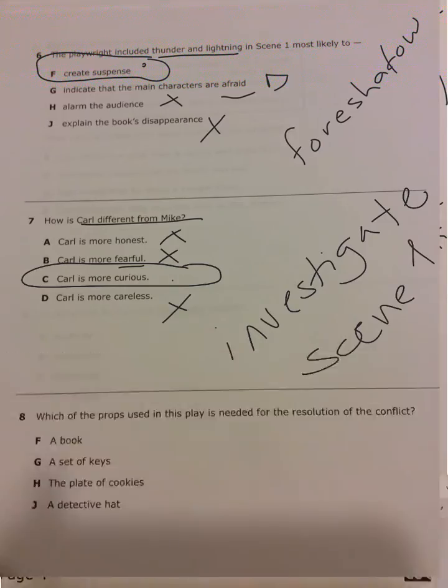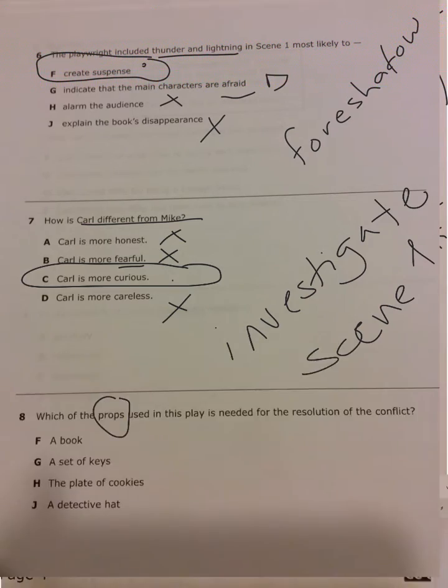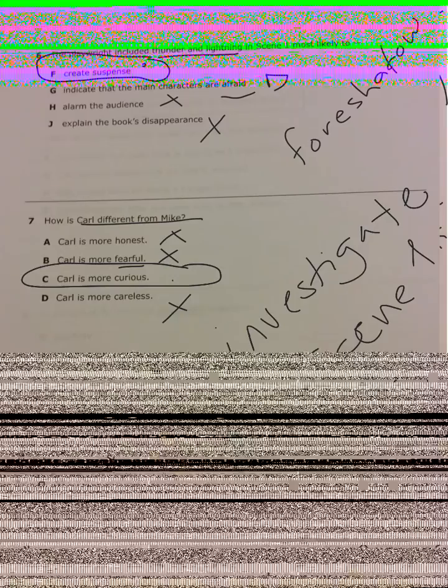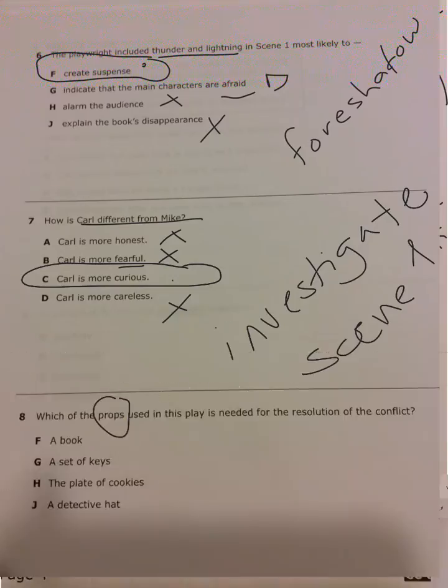There you go. Which of the props used in the play is needed for the resolution of the conflict? All right, this is a word that you will see a lot. When we're talking about dramas or plays, props are the things that you use that help you with your character. Like, remember that he was going to investigate the disappearance of the book, and he took out his Sherlock Holmes hat. That could be a prop. So let's take a look at the choices.